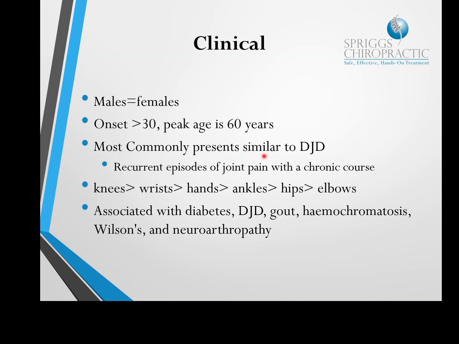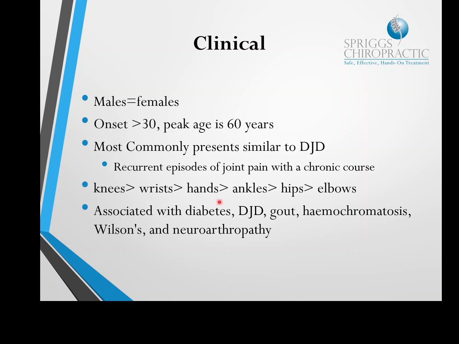Obviously, it most commonly presents with similar symptoms to degenerative joint disease. So if you've got a patient over the age of 50 with degenerative joint disease symptoms, it doesn't necessarily mean it is simply DJD, especially with CPPD most commonly occurring in the knees, wrists, hands, ankles, hips, elbows, all the typical joints that you would expect with simply degenerative joint disease. So I think it's important that we can recognise the difference.